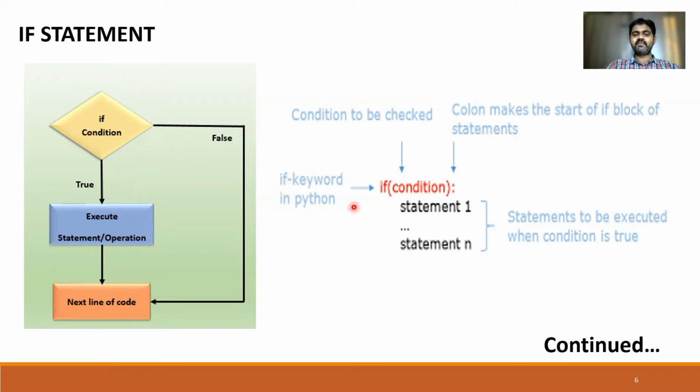Here, if is a keyword in Python, and we're checking the condition. After the condition we need to include a colon. When we look at C programming as an example, for if some condition, we open a parenthesis, write some statements, and close the parenthesis. But in Python, after if, we have a colon. If is a keyword, and condition is the condition to be checked. The colon marks the start of the if block of statements. If the condition is satisfied, we execute those statements.